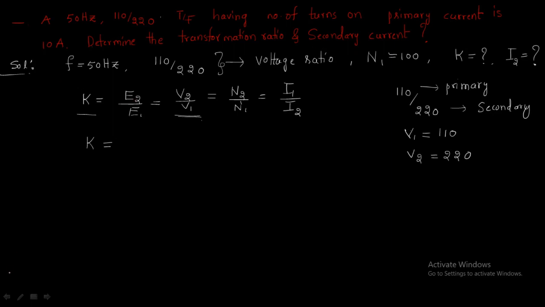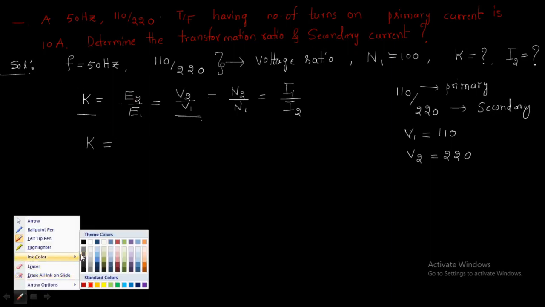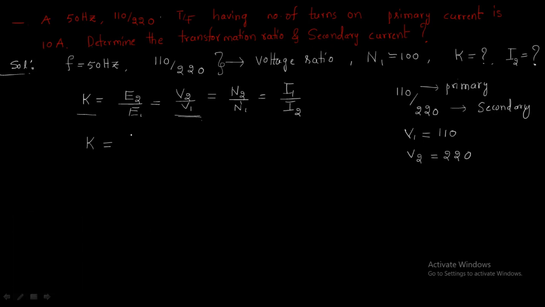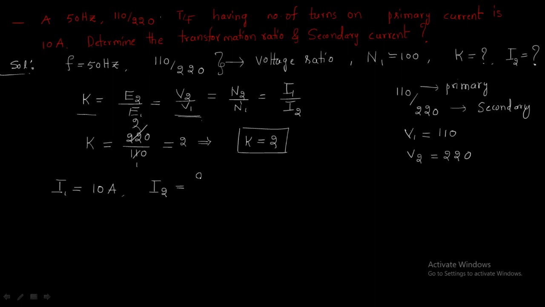So K equal to E2 by E1. What is E2 here? It is E2 or V2, 220 by 110. That is 2 times, so the transformation ratio K equals 2. And he has given the primary current as 10 amps, and he is asking to find I2, which is nothing but the secondary current.